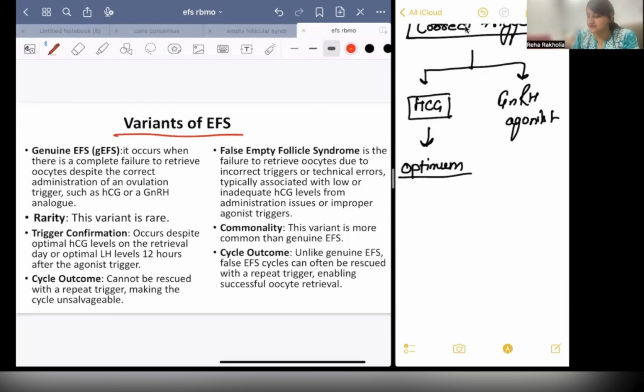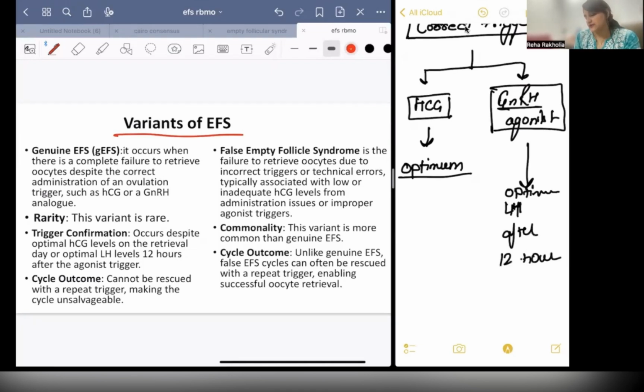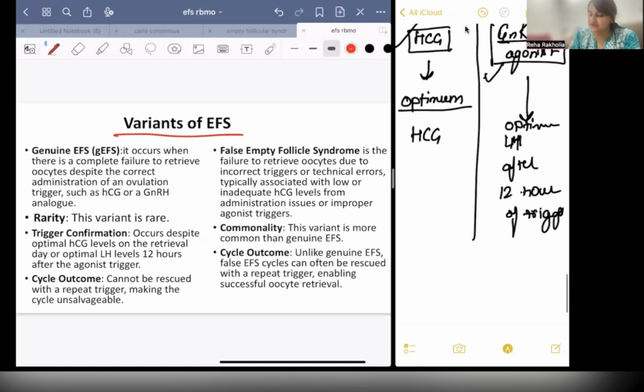Some study says 10, some study says 20. Okay, optimum HCG level. And for the GnRH agonist trigger, LH should be optimal 12 hours after the trigger. If we talk about an HCG trigger, HCG should be optimum. If we talk about a GnRH agonist trigger, LH 12 hours after trigger should be optimum. We usually take more than 15 to be optimum.